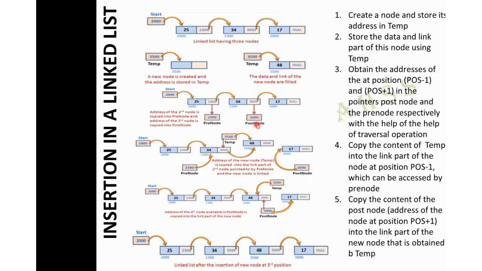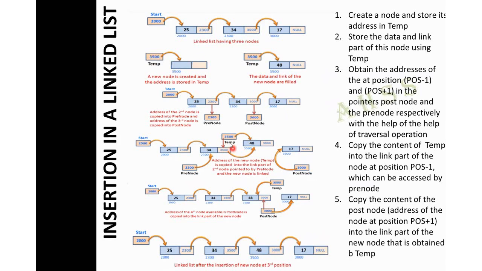A pre node has also been given here, but there is not much need for it, and it only creates confusion. That is actually not much needed. Next, in temp we have the address of 48. The address of 48 is in temp, so we will put the temp address over here.